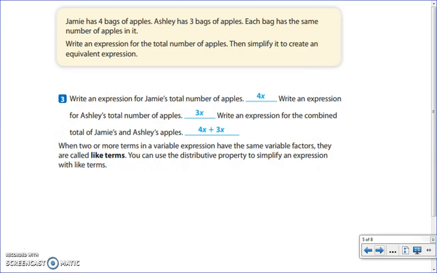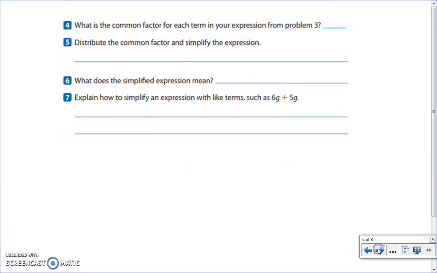It says when 2 or more terms in a variable expression have the same variable factors, they are called like terms. You can use the distributive property to simplify an expression with like terms. So we have actually talked a little bit about like terms, and I think when we talked it was on the board, but if they have the same exact variable part, including the exponent, everything must be exactly the same, then you can combine them. The operation in front of the term represents the positivity or negativity of that term. So let's take a look. There are some examples here.